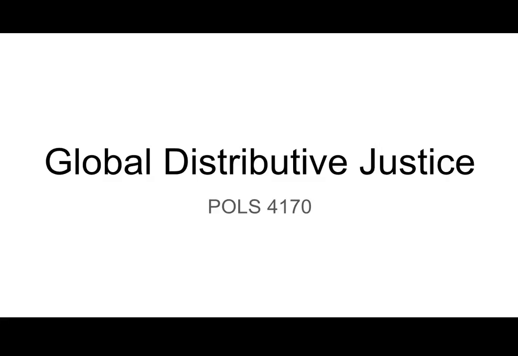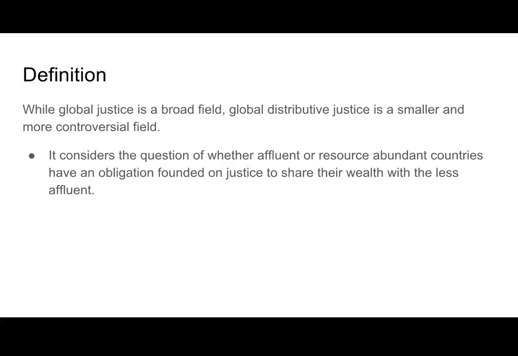Okay, from global justice, let's narrow down to the more specific question of global distributive justice. We can break down global justice into questions of, say, immigration and exclusion, questions of secession, questions of trafficking, for example, questions of foreign aid, right? All of these things have to do with global justice, of course, but global distributive justice is a little bit more specific. Distributive justice considers the question of whether affluent or resource-abundant countries have an obligation founded on justice to share their wealth with the less affluent.